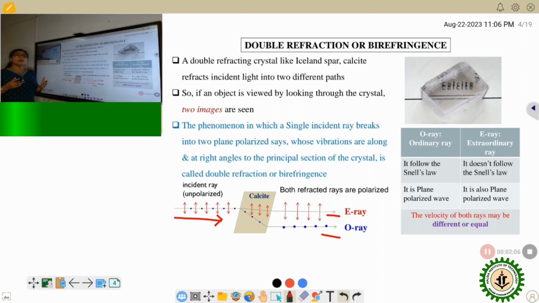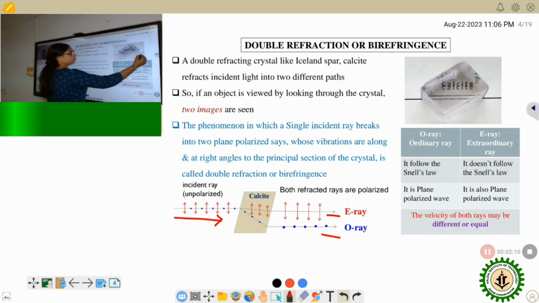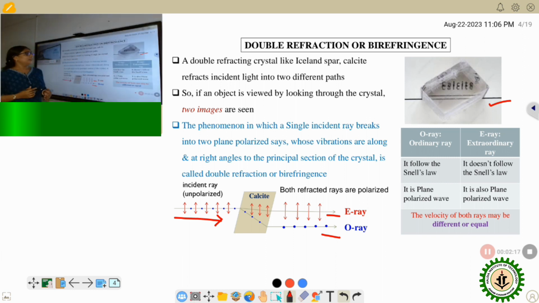So in case of double refraction we get to see two images like this. In this figure I am watching a line through a calcite crystal, and here you can see that there are two lines. So this is property of some specific anisotropic crystals. Those crystals are known as birefringent crystals or doubly refracting crystals.